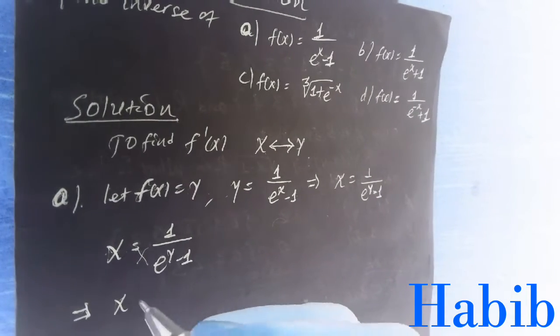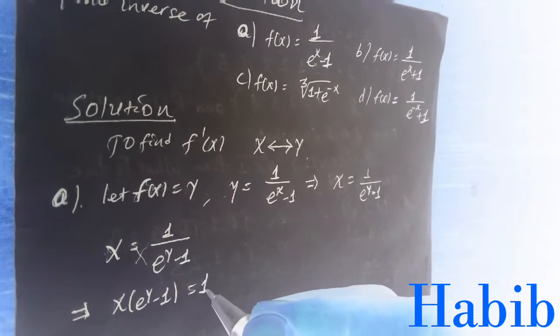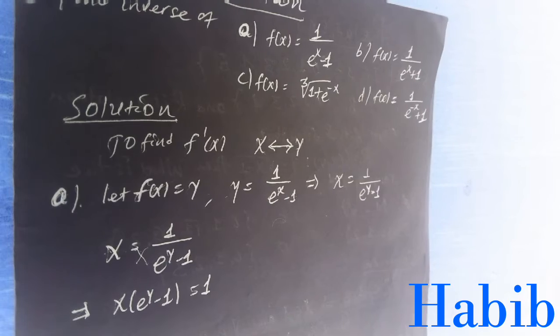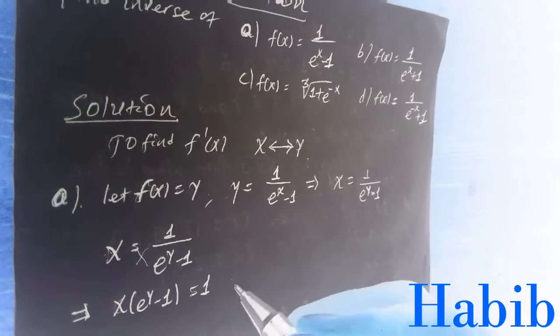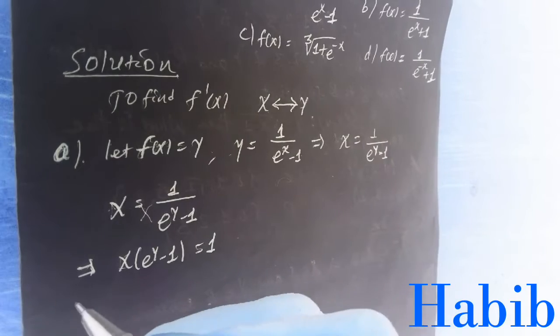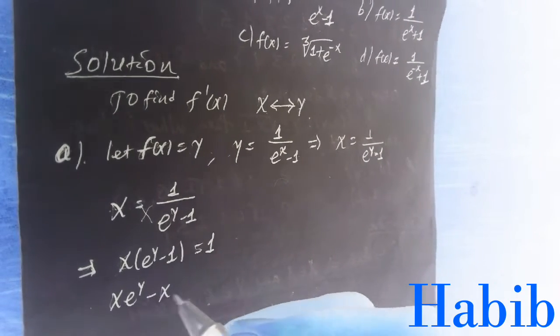Simply crisscross: x times (e raised to y minus 1) equals 1. Therefore we can distribute x through it. We get x times e raised to y, and this becomes x e raised to y minus x, which equals 1.